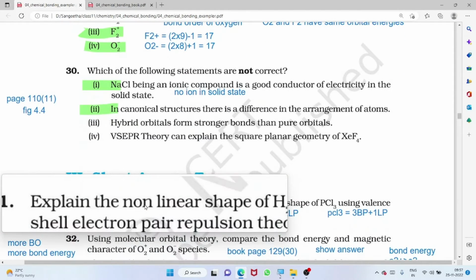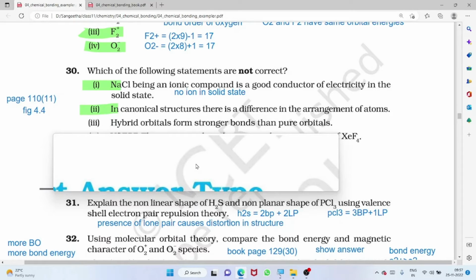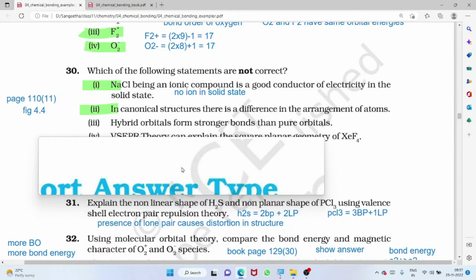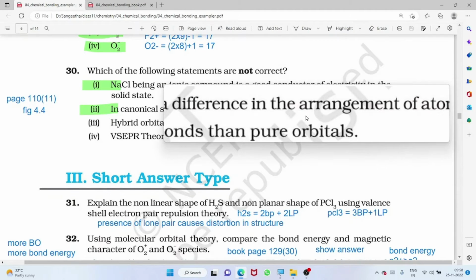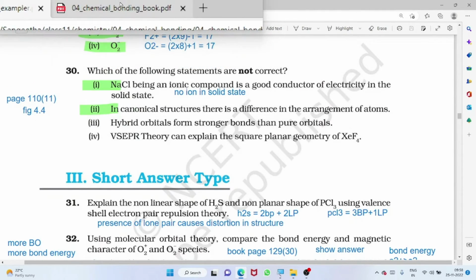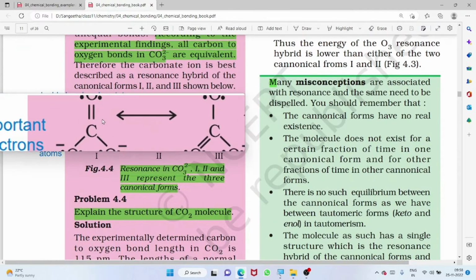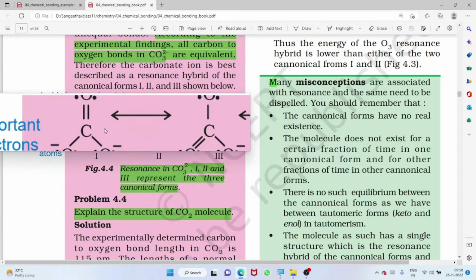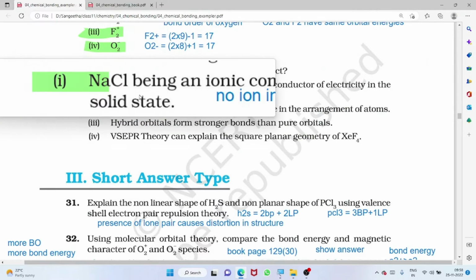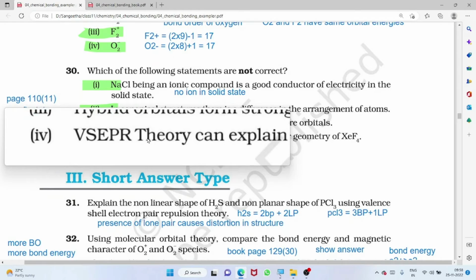Which of the following statements are not correct? NaCl, being an ionic compound, is a good conductor of electricity in the solid state. No, not in the solid state. In canonical structures, the arrangement of atoms is the same. I already showed this for CO3, the atoms are not changing. C is here, O is here, O is here. So the arrangement of atoms is not changing in the canonical structures.